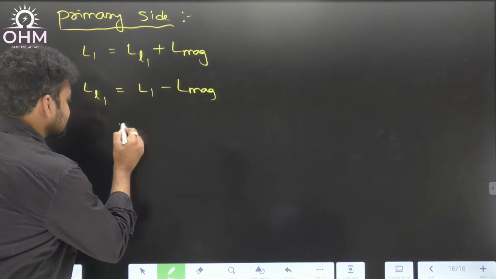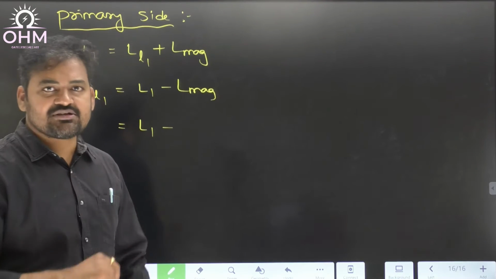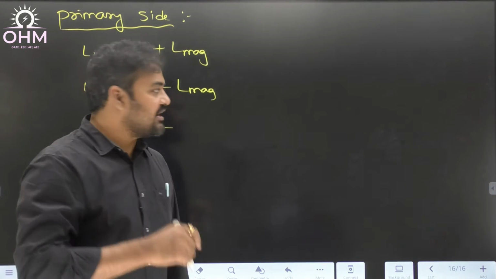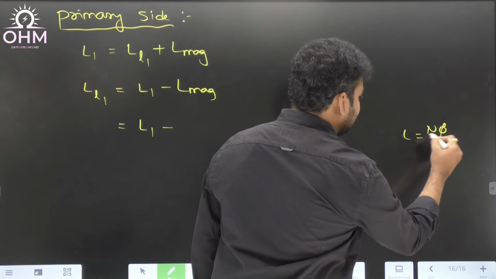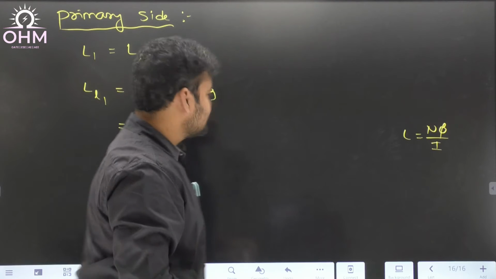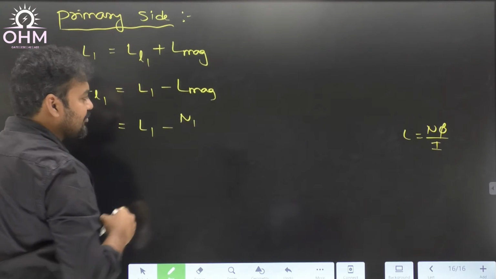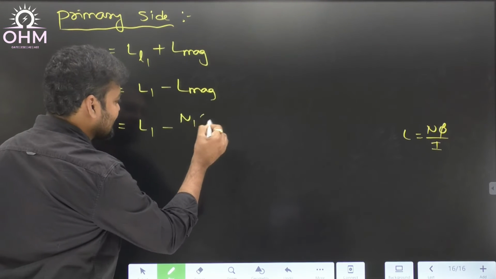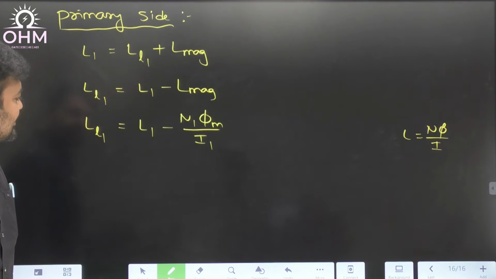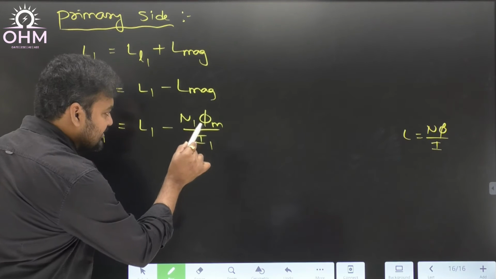How can I write? Yes, L1 minus the magnetizing inductance, which is due to which flux? Mutual flux. And what is the formula for inductance of any winding? The self-inductance formula is N phi by I. L formula is simply N phi by I. As it is a self-inductance, you have to use the self-current. So, magnetizing inductance: this is a primary winding inductance, therefore I have to use the primary number of turns, due to the mutual flux, divided by the current carried by the primary winding. So this is the leakage inductance of the primary. In order to find the leakage inductance, I have to separate this mutual flux.